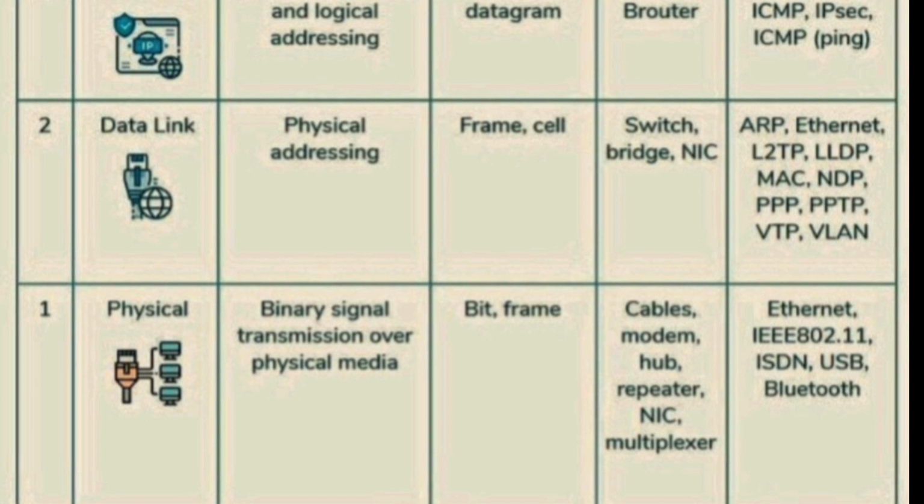And coming to the data link layer, you are just establishing one link, right? There is no need for a message. You are just establishing one link to move your message. So there also, the message unit will be frame or cell.